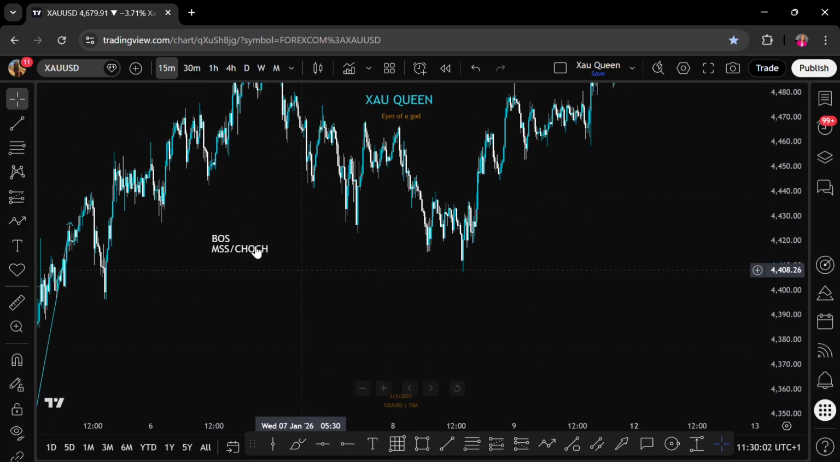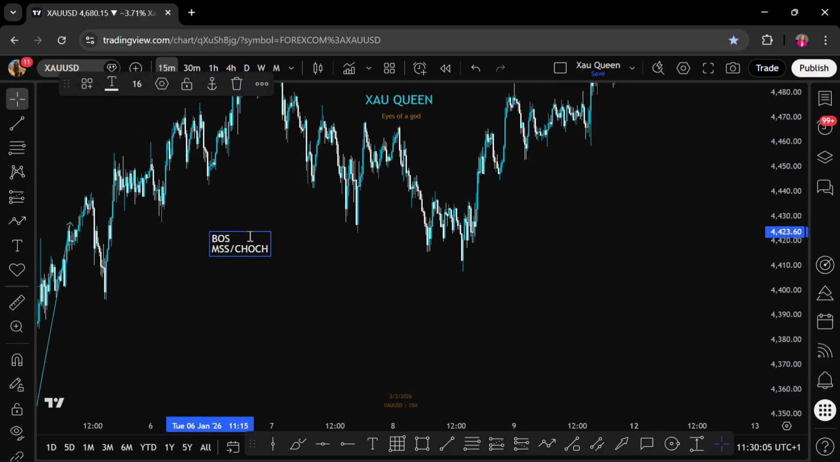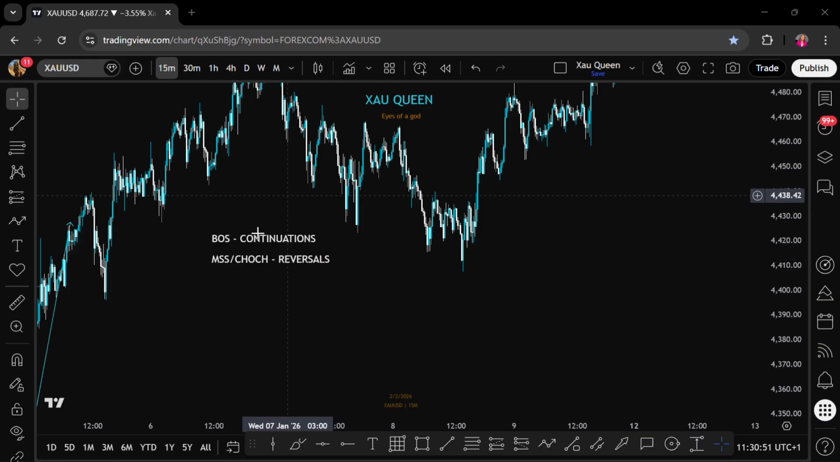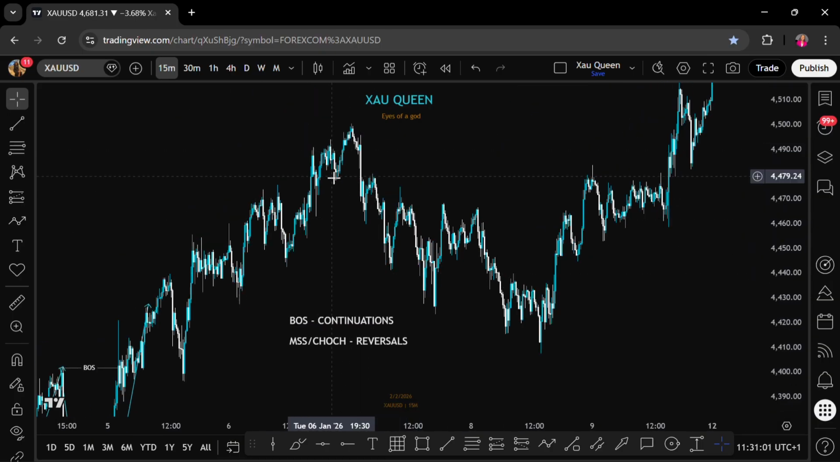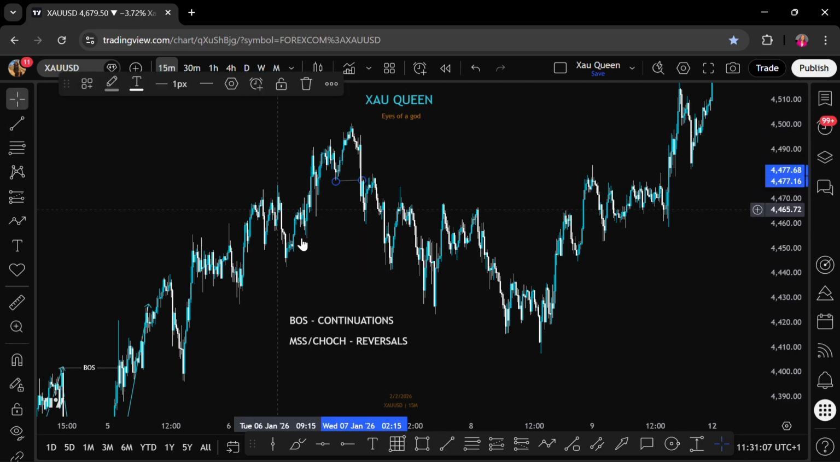So let me write it out. Whenever you see a break of structure, just know that the trend wants to continue in that direction. If it was formerly in the downside, like here now, you can see once we get this MSS here, what is this signifying to us? That the market wants to reverse.